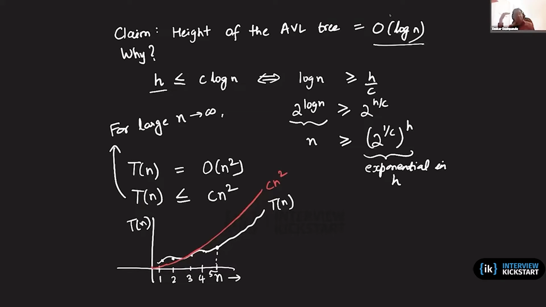That means it's better than cubic, better than quartic, better than exponential time, but worse than linear time, worse than n log n.